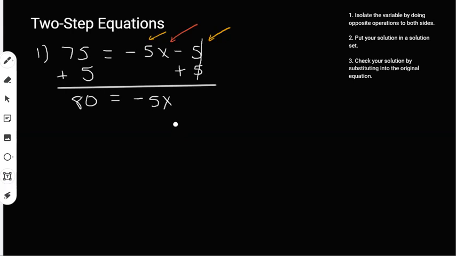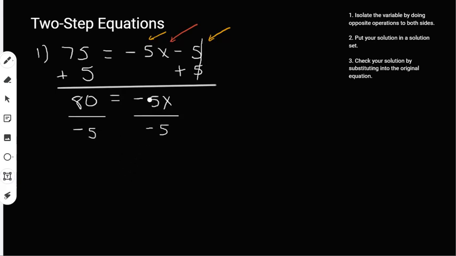So the last step I need to do is to get rid of this negative 5 that's out in front. That way, the x can be by itself on the right side. Since I'm multiplying negative 5 by x, I need to do the opposite of multiplication. I need to divide both sides by negative 5. And that's what I'm going to do. I'm going to divide the right side by negative 5. And if I do that to the right side, I have to do the exact same thing to the left side. I'm going to divide 80 by negative 5.